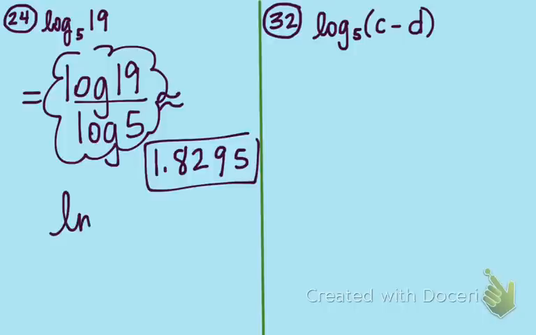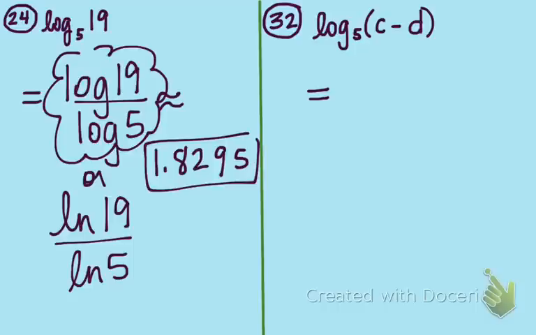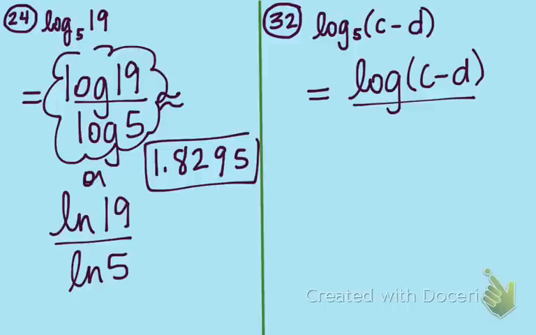And I will write down here, you could also do natural log of 19 over the natural log of 5 and get the same result. So we'll put an or there. Either of those would work. Then on 32, we are to do the same thing, but this one is abstract because there's no number on the inside, but this really forces you to know the pattern. This is the equivalent of the log of c minus d over the log of 5.